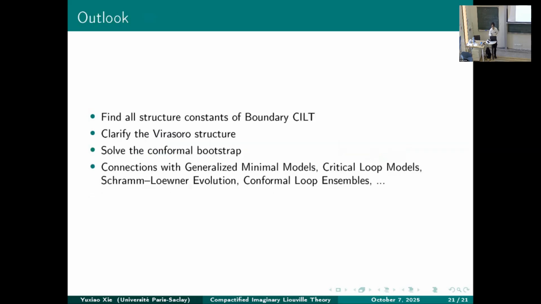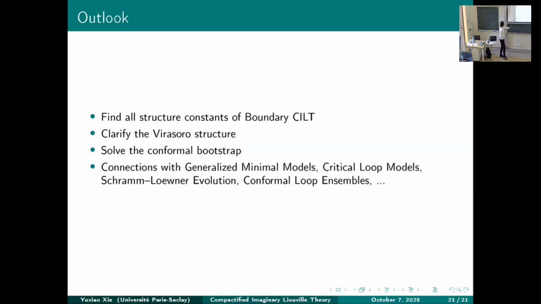Okay, so what can be done for this theory now is first to find out all the structure constants of the boundary CFT. And second would be to clarify the Virasoro structure of this theory. So we already have a very concrete representation, and we can construct some concrete drawdown blocks for it, but it's very hard to classify this as a module of the Virasoro algebra. After this, we can hope to solve the conformal bootstrap of this theory, which is still open now.